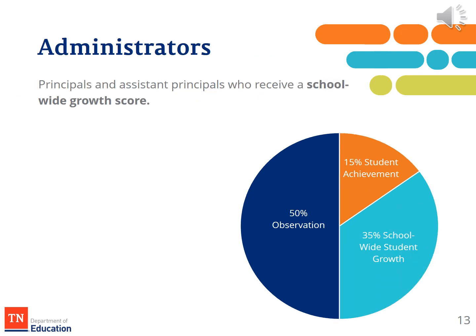Our last example is an administrator. Educators in this category use a composite score for growth. For administrators, the evaluation model uses the following weights to calculate LOE. 50% of the score is from leader observations, 35% of the score is from school-wide TVOS testing, and 15% of the score is from an approved achievement measure.